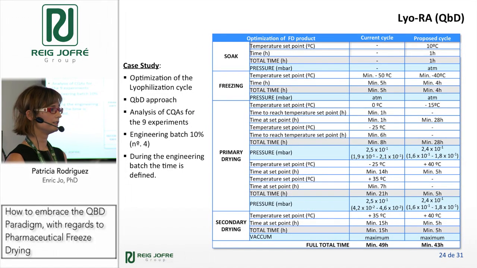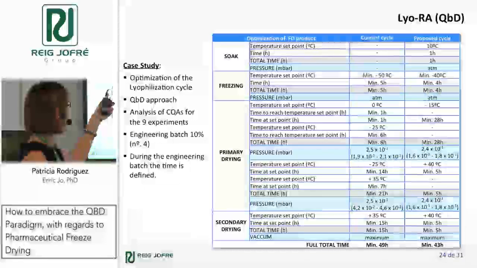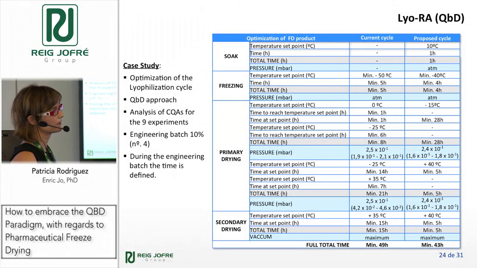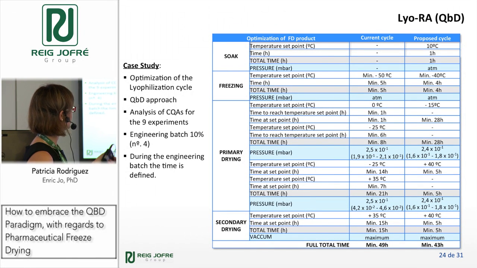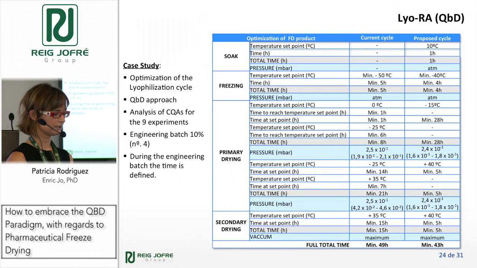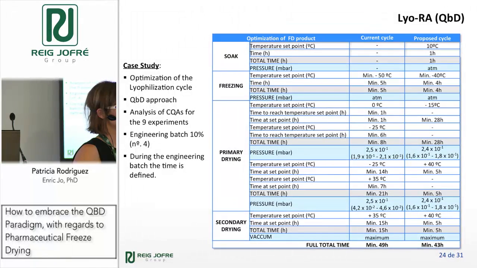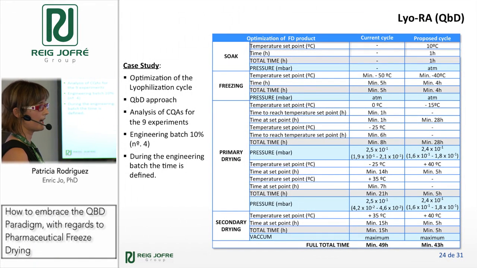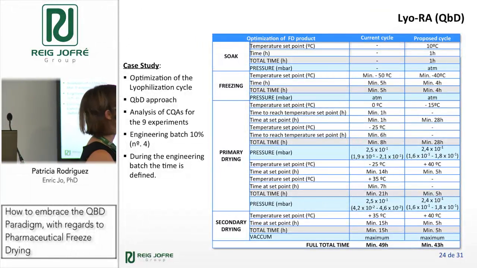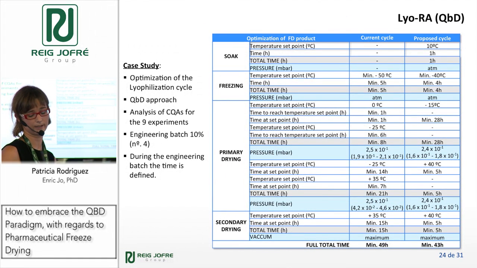This is the result in the industrial batch. So we can compare all the parameters in each step from the current cycle and the proposed one. At the end, we can see that we have reduced the Lyo cycle by 6 hours. That maybe is not enough, but be aware that if you don't work at night, because you don't have a night shift, you can reduce the cycle from 3 days to 2 days. So maybe it's an important topic because you can add some more batches during the week.